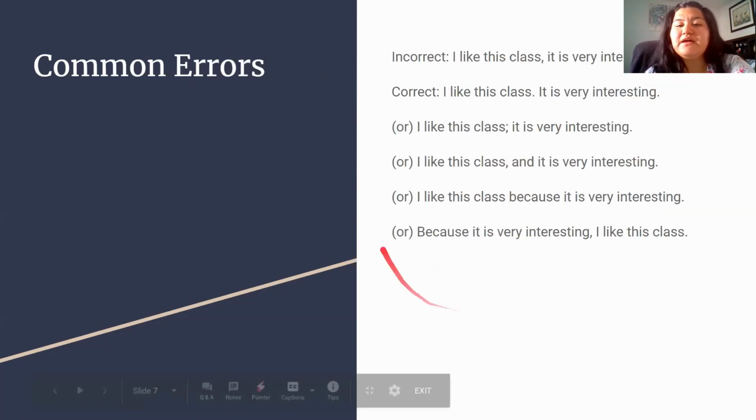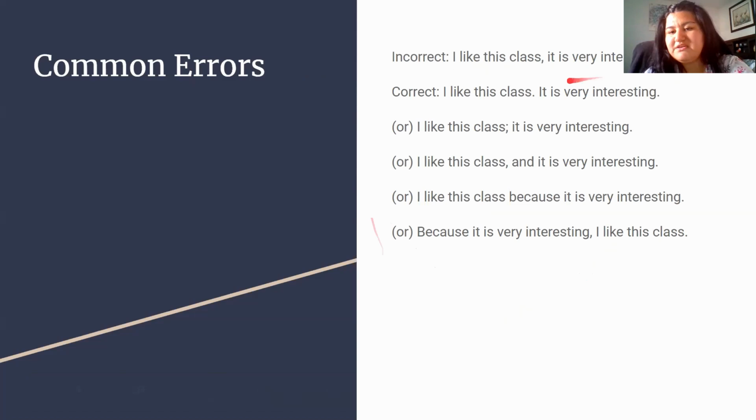So an incorrect way of saying this sentence is, "I like this class, it is very interesting." Because you don't really need a comma there. These are two independent things. So correct could be, "I like this class. It's very interesting." Or "I like this class; it's very interesting."